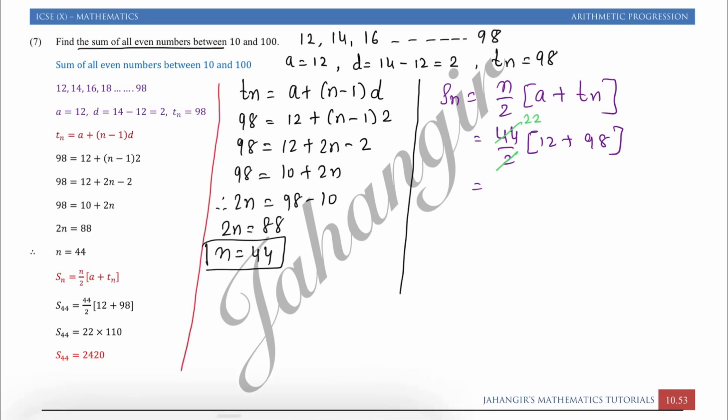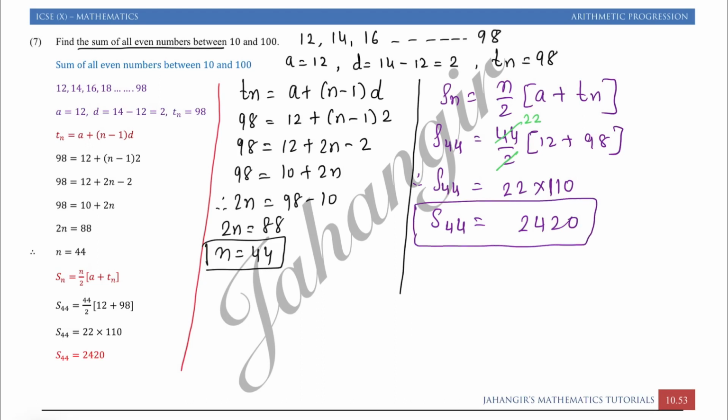So that is 22 into 100, 110. So if you multiply you will get 2420. S44, you have to write S44 is equal to 2420. Therefore the sum of 44 terms of this sequence is 2420. There are 44 terms in between 12 and 98.